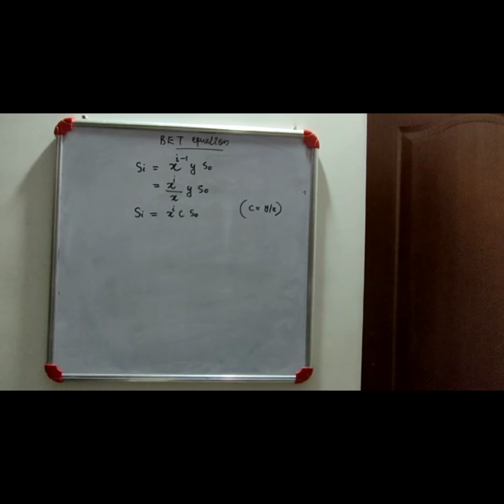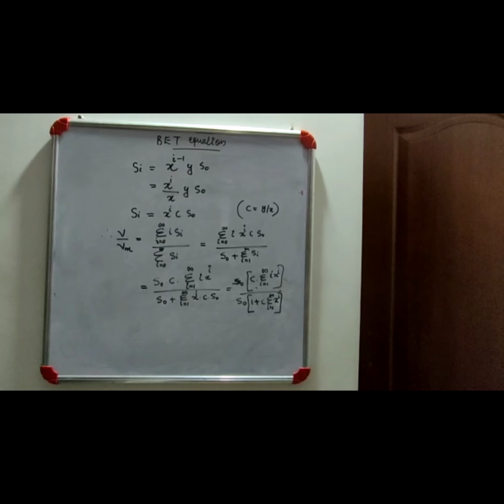This can again be written as X raised to i by X, which is X raised to i minus 1, into Y into S0. And this is equal to X raised to i into C into S0, where C equals Y by X. Next, we can rewrite the expression V by Vm is equal to sigma i equal to 0 to infinity i into Si divided by sigma i equal to 0 to infinity Si.